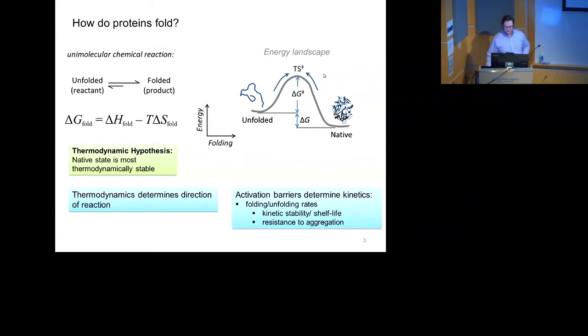And maybe I'll use the mouse here. So the energy landscape, the important thing here is the barrier in the transition state region. The activation barriers dictate the folding and unfolding rates. And that has some pretty practical importance. It determines the kinetic stability or the shelf life of a protein. It also determines the resistance of a protein to aggregation, as usually aggregation requires the protein to unfold and form these misfolded states. So the larger that barrier, the less likely the protein is to unfold.